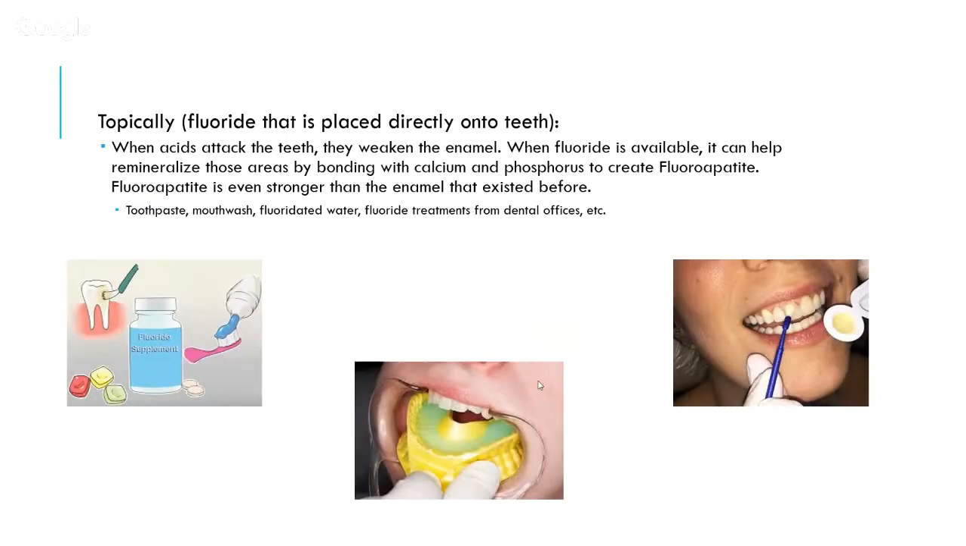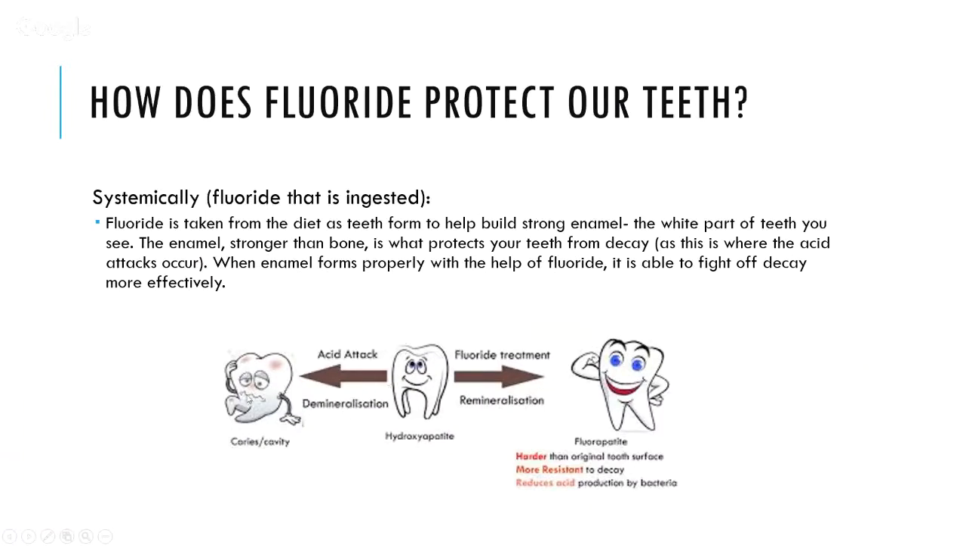Topically, the fluoride is placed on your teeth, and when acids attack the teeth, they weaken the enamel. And so when fluoride is available, it can help remineralize those areas by bonding with calcium and phosphorus to create fluoroapatite. And fluoroapatite is even stronger than the enamel that existed before, which you can see from this little cartoon down here. So you have an acid attack that causes demineralization of your tooth. So in comes the fluoride, it remineralizes those areas. So it turns the hydroxyapatite that exists in the enamel into fluoroapatite. So it's harder than the original tooth surface. It's more resistant to decay, and it reduces acid production by bacteria.